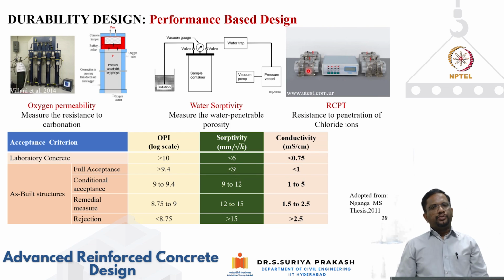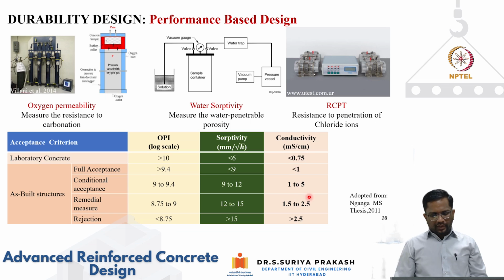The next one, from corrosion point of view, we do this RCPT test, and that gives us the resistance to penetration of your chloride ions. And you can see that if the concrete has higher resistance, it is going to have lesser conductivity. That is what you want. We want the electrical resistivity of the concrete system to be much higher, and we know that resistivity and conductivity are reciprocal to each other. So if your resistivity is going to be higher, then conductivity is going to be lower, right?